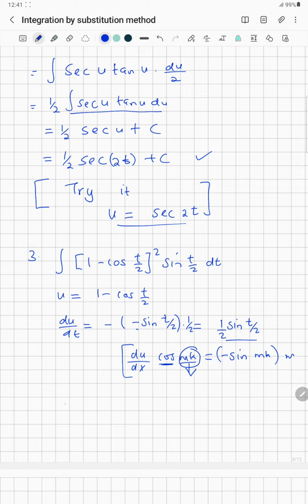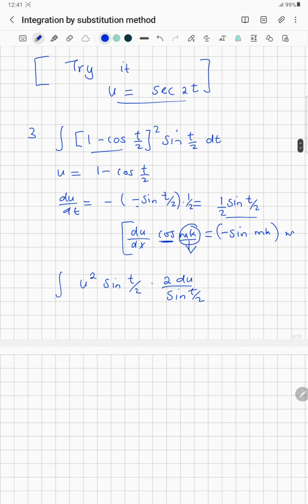We can now do the substitution, which is u squared. The whole of this one is u squared, sine of t over u, then our du dt becomes, you can be able to look at this one. Our du dt will be 2 over sine t over 2. Very, very simple one. You just make dt the subject of the formula.